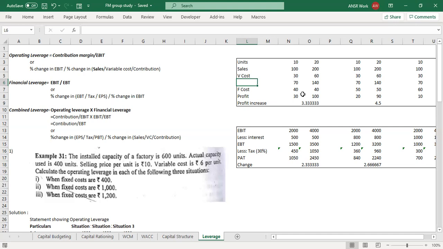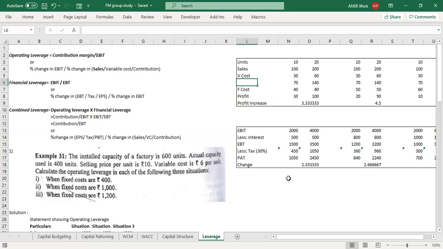It'll be 140 minus 40, not 80, is it? I think something is wrong in the calculation. So how much should be the fixed cost for the 20 units? Fixed cost for 20 units will be 80. I think you made it 40 there. If it is 80, then profit will be how much? Then it will be 60. Profit will be 60. Everybody agrees with it, right?